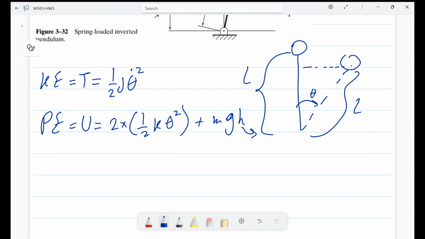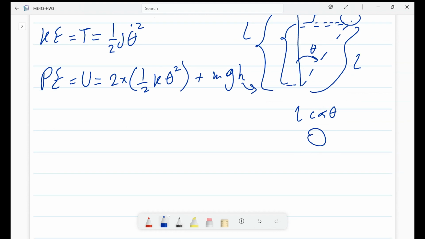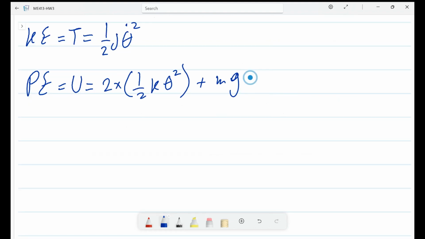Now this distance from here to here is what? It is L cosine theta, right? So this distance must be L minus L cosine theta, which is our h, right? Because our mass moved from this position to this position, which is the h. So our h will be L minus L cosine theta. Now let's write our h. It is L minus L cosine theta.